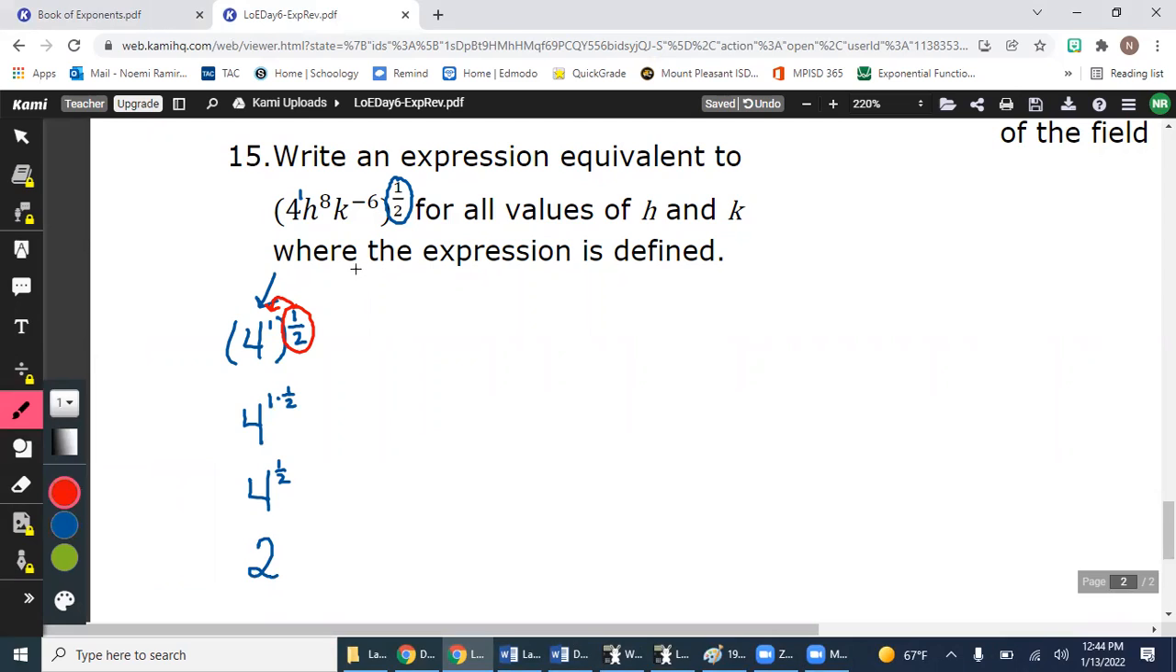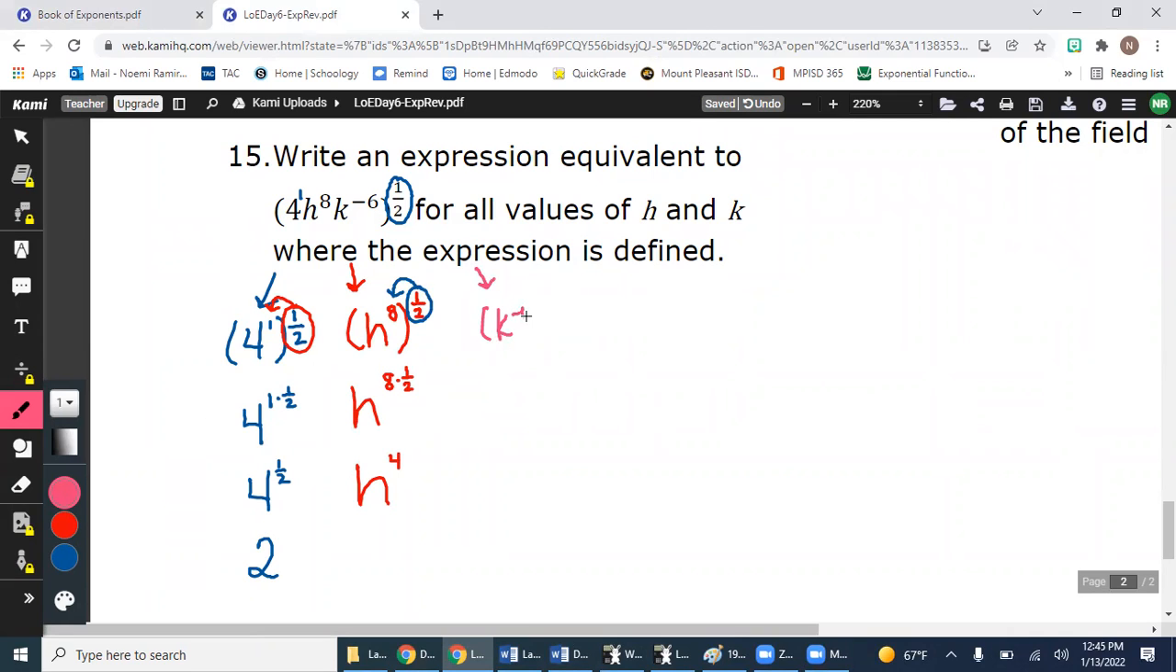Next group is for my h's. We have h to the power of 8 in parentheses with the 1/2 outside. 1 base and 2 exponents attached to it. What do you do to the exponent? You multiply, becoming h to the power of 8 times 1/2. What is 8 times 1/2? 4.